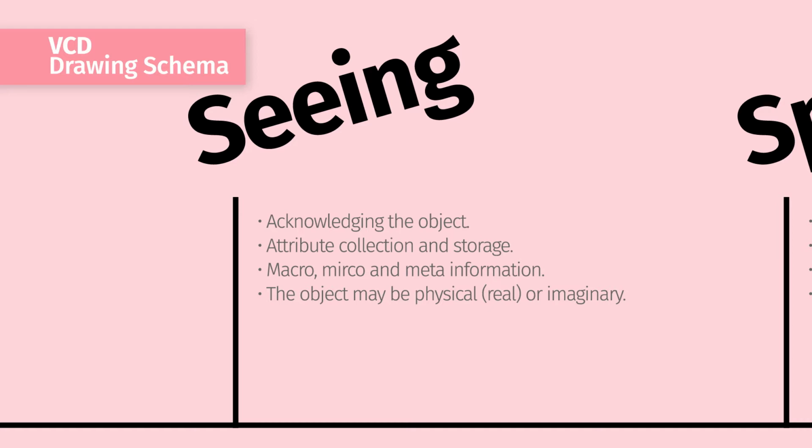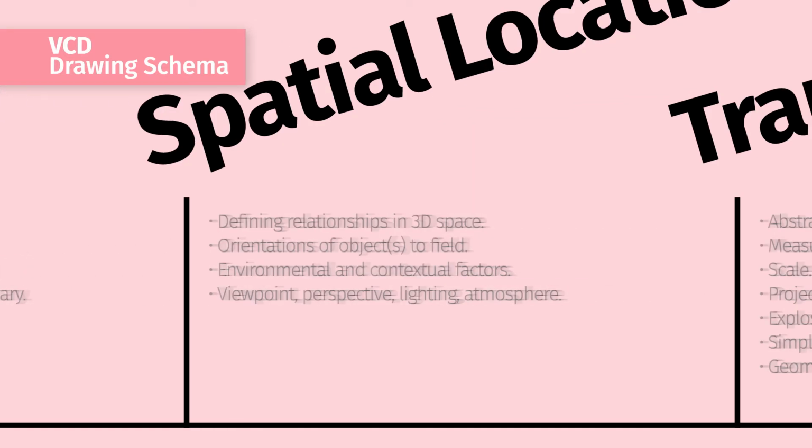Okay, so the next step is the spatial location stage. And at this point, students define relationships in 3D space. So they're now relating that object that they're looking at to the world around them. So they orient that object within a field, and they take into account environmental and contextual factors. So these could be things like their own viewpoint and issues around perspective, and also things like lighting and atmosphere and other things which would impact how that object looks within space.